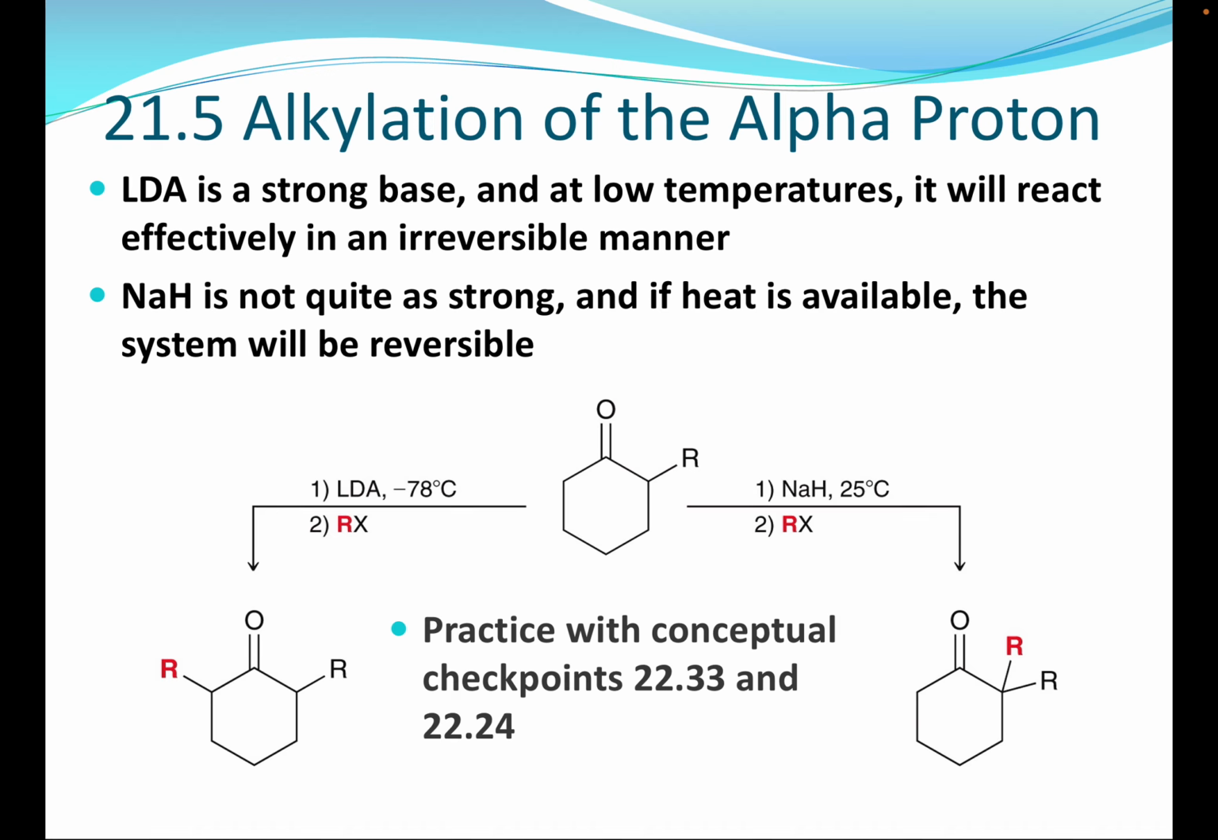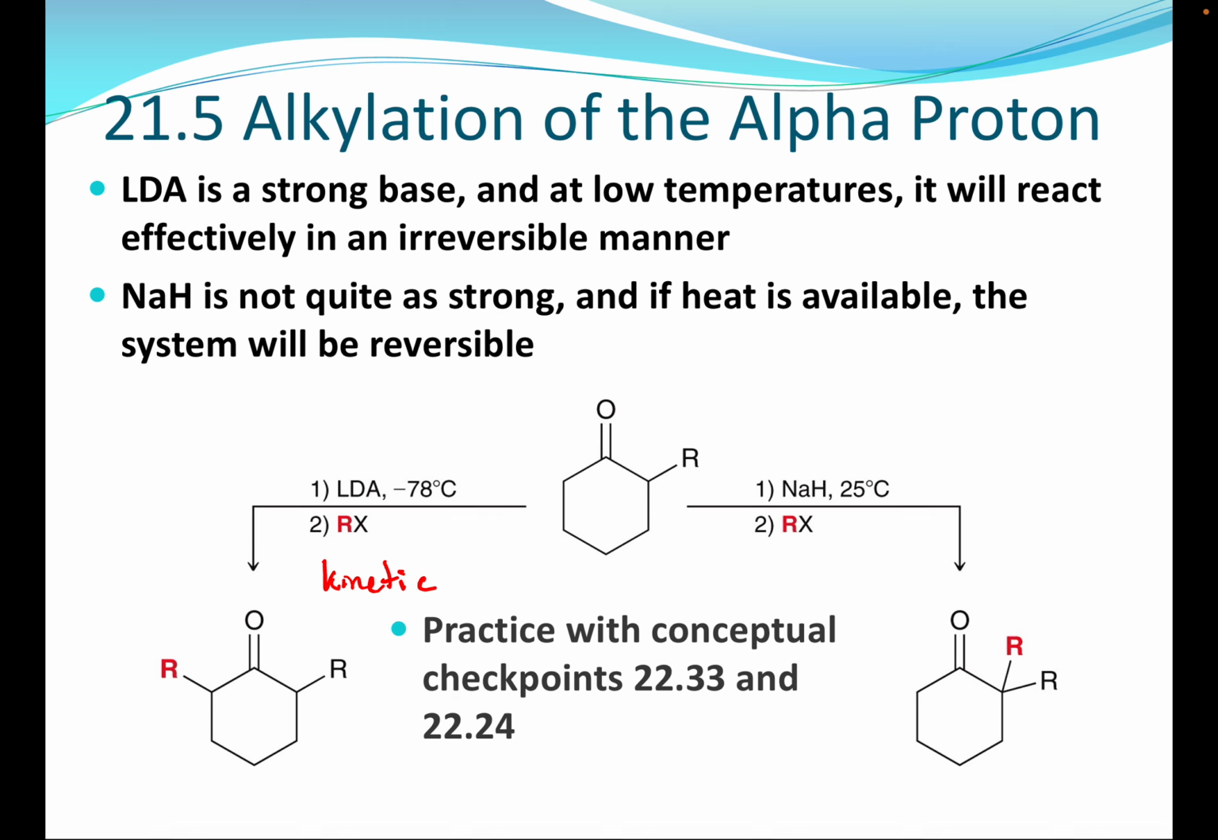So we have a kinetic product and a thermodynamic product. They make two different regioisomers, and we want to be able to control that. The reaction conditions that control that are which base you're using and what temperature the reaction is conducted at. So if you want to make the kinetic product, where you're creating the less substituted enolate, you would use LDA under cold temperatures.